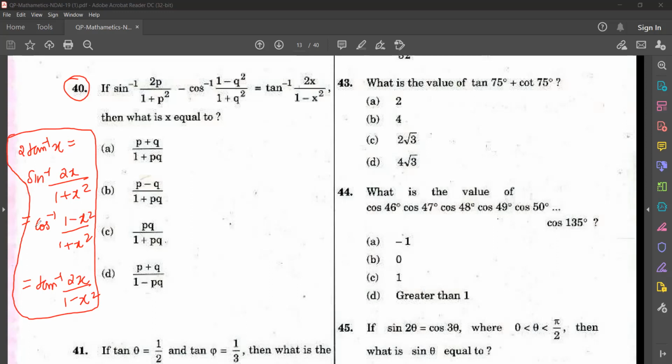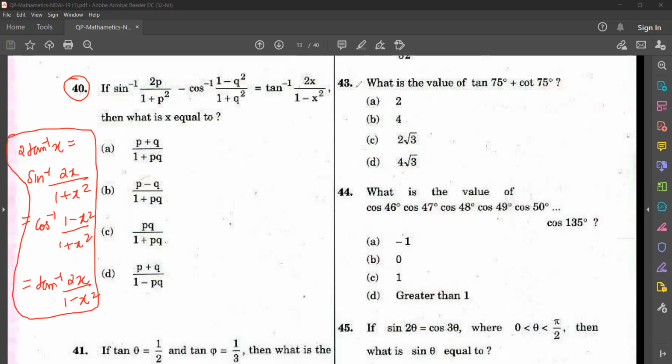There are three formulas for 2 tan inverse x. First one is in terms of sine inverse, that is sine inverse 2x by 1 plus x square. In terms of cos, it is cos inverse 1 minus x square by 1 plus x square. In terms of tan inverse, it is tan inverse 2x by 1 minus x square. So you have to use this formula here. Apply this and give me the answers. Now it is very easy.